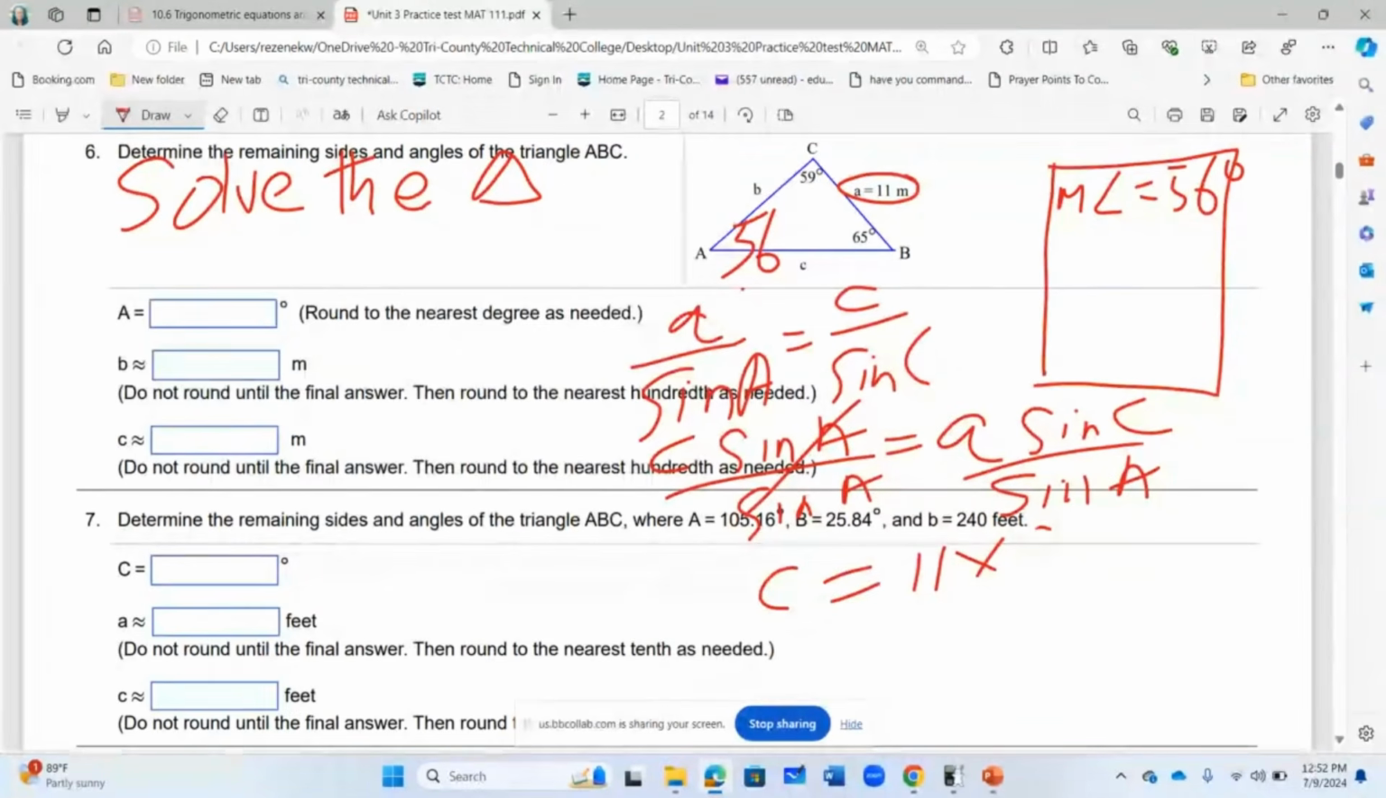Sine 59 degrees, all over sine A, and sine A is 56 degrees. Okay. Now I will throw that into my calculator and find the final answer. So I am going to get all those in my calculator.